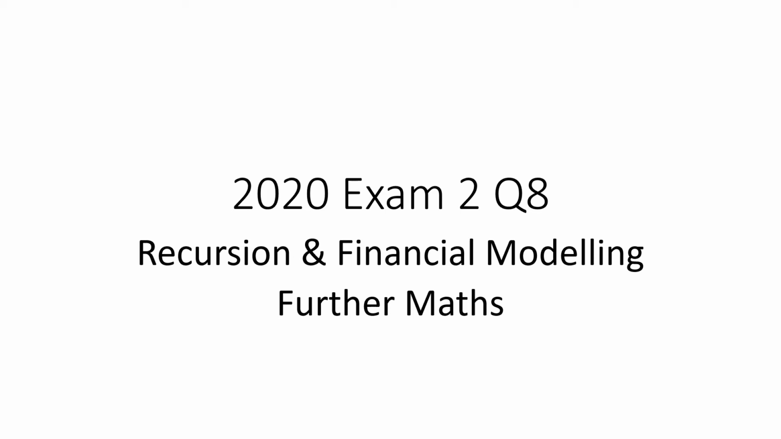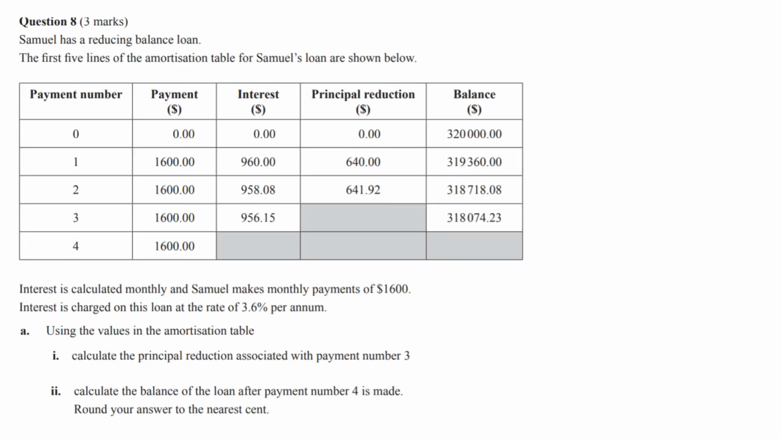2020, Exam 2, Question 8, Financial. Okay, Samuel has a loan. The interest is calculated monthly. He has monthly payments of $1,600, and there's an interest rate of 3.6% per annum. We're given an amortization table, and we need to calculate the principal reduction associated with payment number 3. That's what's happening in this box.